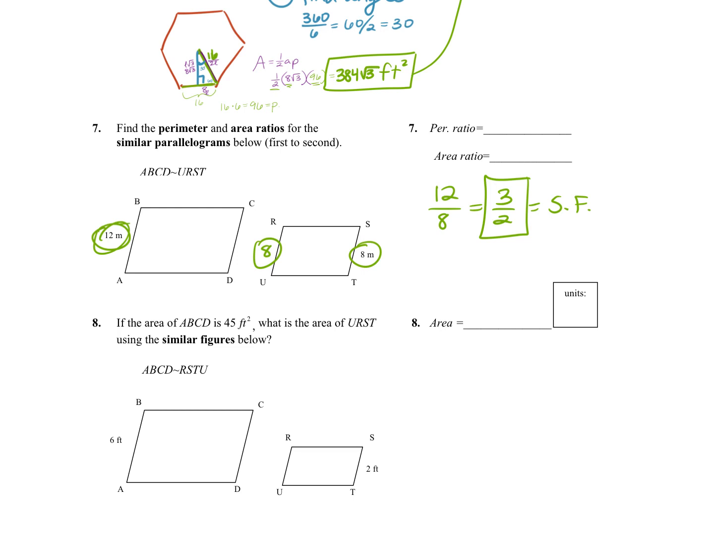Okay, that is your scale factor when we're just talking about side lengths. Now, they asked for perimeter ratio and area ratio. So we are going to say the perimeter ratio is always the same as the scale factor. And then tell your neighbor what you do to find an area ratio. Yes, you square them. So 3 squared to 2 squared is 9 to 4, and that will be the area ratio.